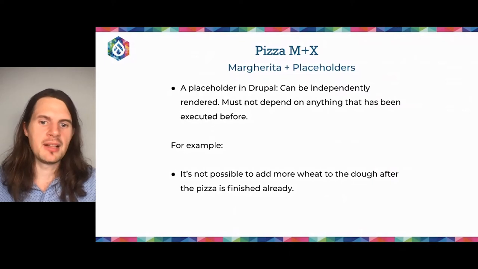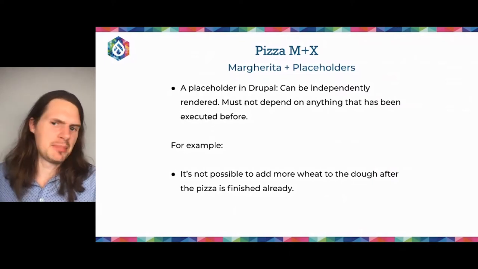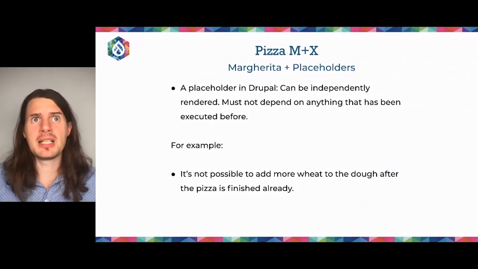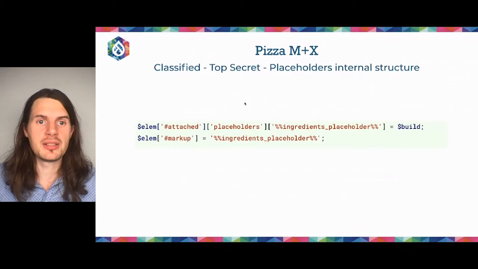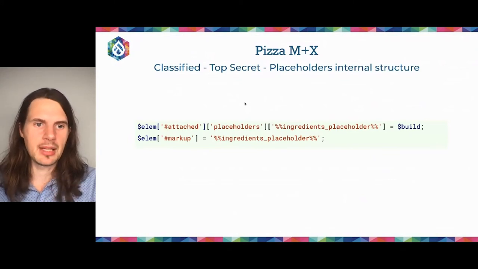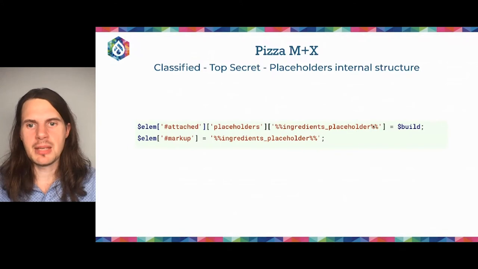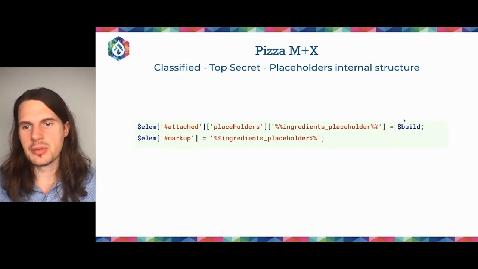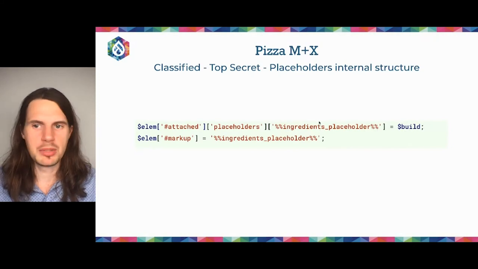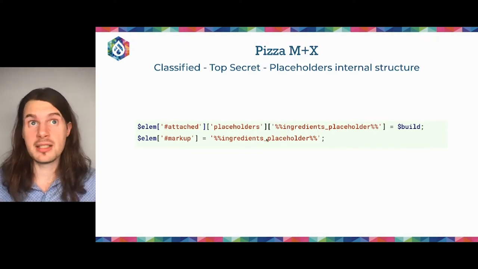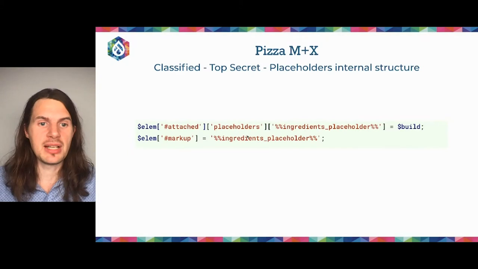And for example, it's not possible to add more V to the dev after the pizza is finished already, or Flora to the dev after it's finished already. That doesn't make sense. So think very carefully of how you do your placeholders. And here's a classified top secret way of creating a placeholder. You just add attach placeholders, and you use some secret key, like this ingredients placeholders, very secure. And you put that to your normal build that you want to put there, which is your independently rendered thing. And then you put your markup and you put ingredients placeholders. That's all that is to placeholders. It's just a unique key on the page, a unique string that's later replaced from this attached placeholder thing.